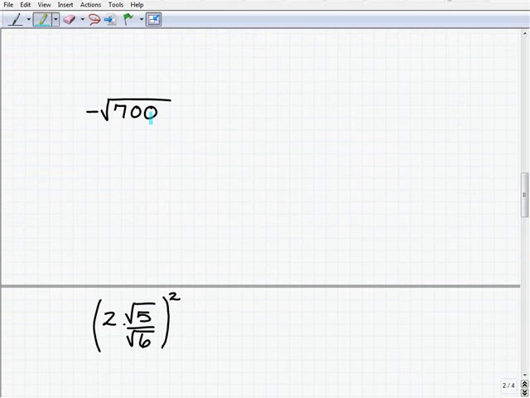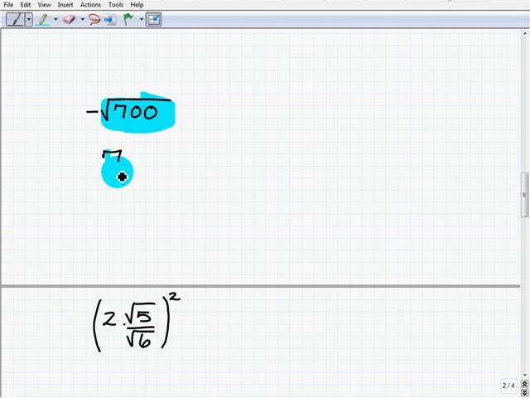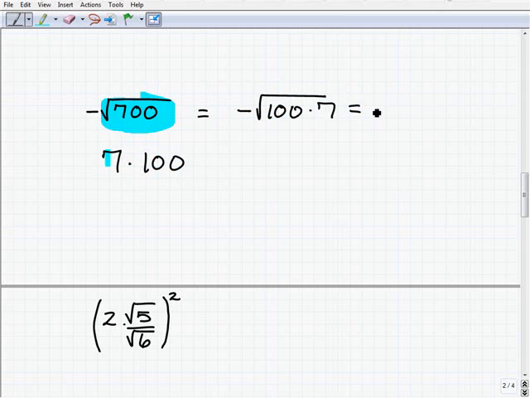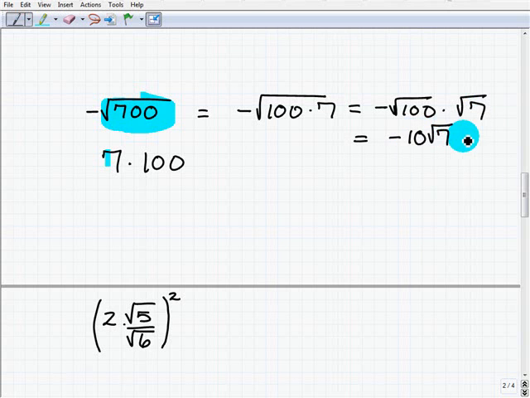Now this might be daunting, but hopefully we're looking for a perfect square. You recognize that 7 times 100 is a nice perfect square. So let's write this as negative square root of 100 times 7. Now you just have to be careful with this negative sign. It's going to be negative square root of 100 times the square root of 7. So this is going to be negative 10 times the square root of 7. Just be careful with these negative signs that you don't lose them along the way when you're working.